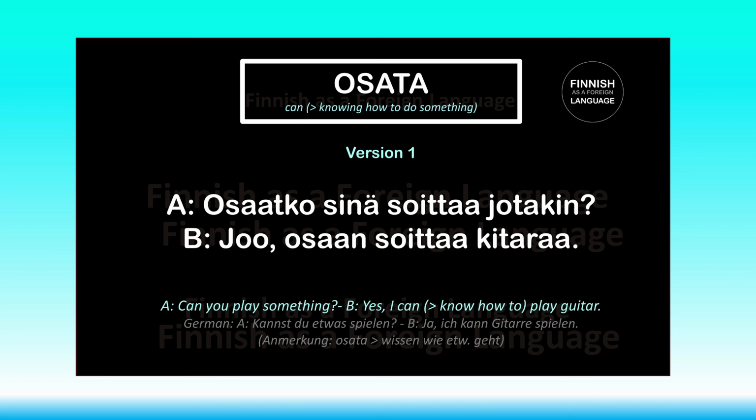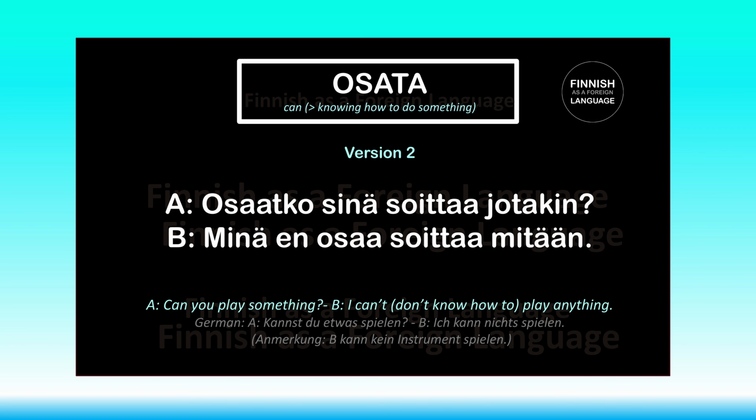So let's repeat again. Osaatko sinä soittaa jotakin? Joo, osaan soittaa kitaraa. Can you play something? Yes, I can play guitar, or I know how to play guitar. Now, if you don't play any instrument, then you can answer minä en osaa soittaa mitään. Means I can't play anything, or I don't know how to play anything.